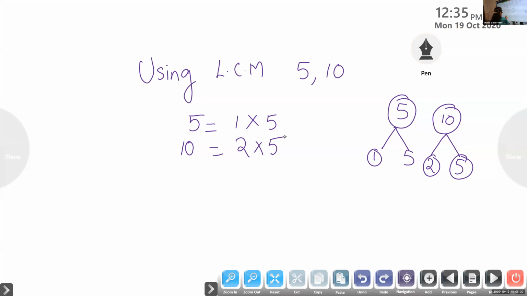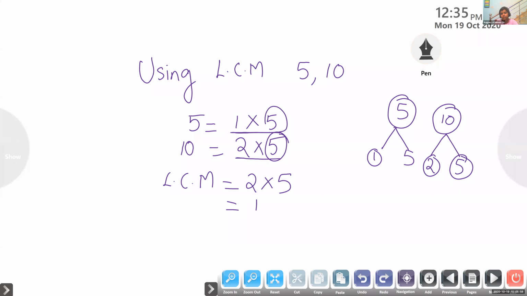So here, how can we take the LCM? We can take 2. How many times is 2 repeated at maximum? 1 time. So we can write 2 one time. What about 5? Here 1 time and here also 1 time. So how many times maximum is it repeated? 1 time. So what is the LCM? 2 into 5, what is the LCM? 10. Okay.